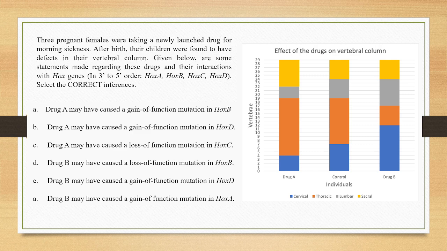A. Drug A may have caused gain of function mutation in Hox B. B. Drug A may have caused gain of function mutation in Hox D. C. Drug A may have caused a loss of function mutation in Hox C. D. Drug B may have caused a loss of function mutation in Hox B. E. Drug B may have caused a gain of function mutation in Hox D. And last, drug B may have caused a gain of function mutation in Hox A.